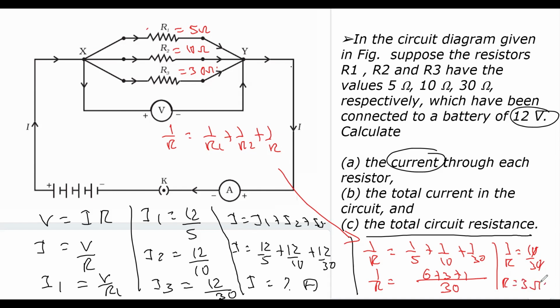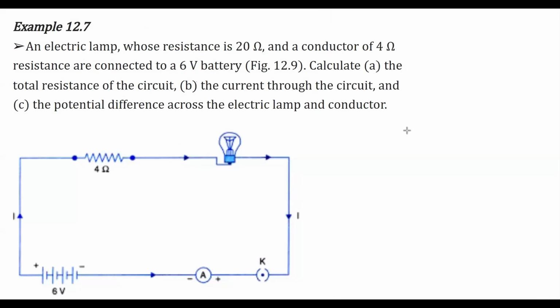Let me recheck again. LCM is 30, 6 times 1, 3 times 1, 1 times 1, 6 plus 3 plus 1, 10, 10 divided by 30. Yeah, so we can now sum up the things that we have done. Number one is the total current from here, individual current, these three, the total resistance as 3 ohm.